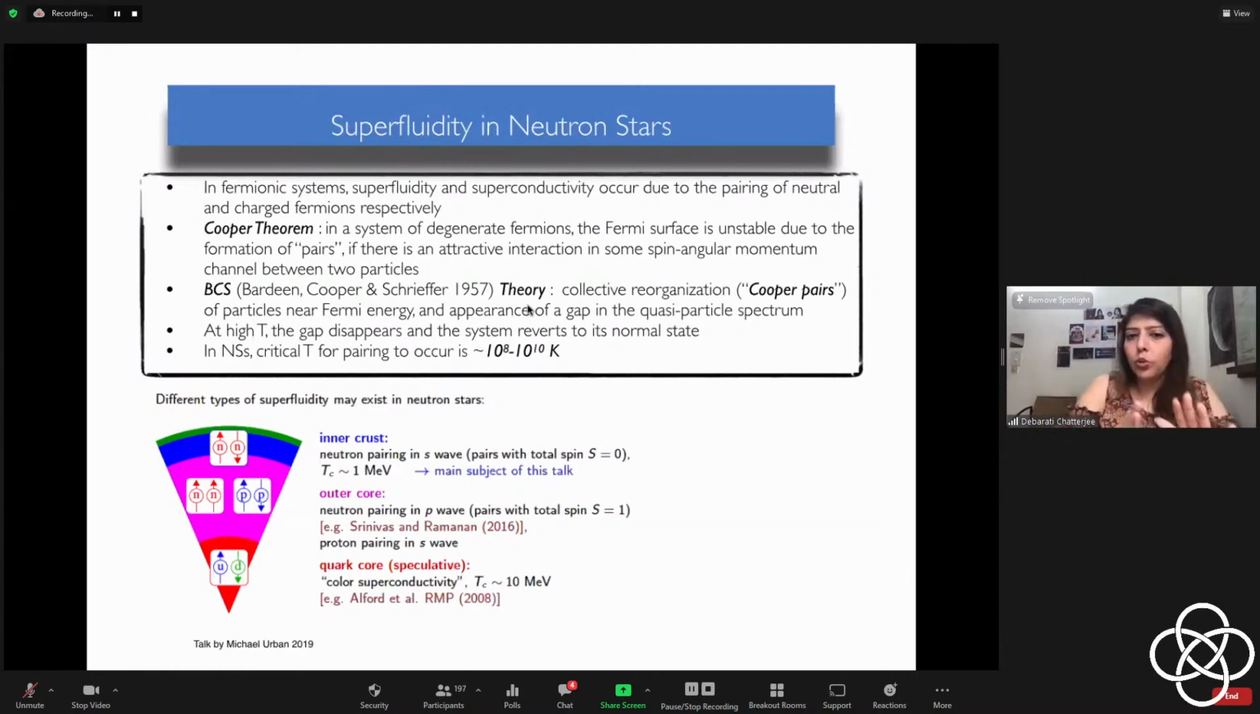But once they cool down, when the temperature drops below like 10 to the 9 Kelvin or so, then you expect to have these superfluids. So in the inner crust, you can have neutron pairs. In the outer core, you can also have neutron pairs, but in a different kind of interaction. You can have proton pairs, and inside the core, you can even have quark superconductors.